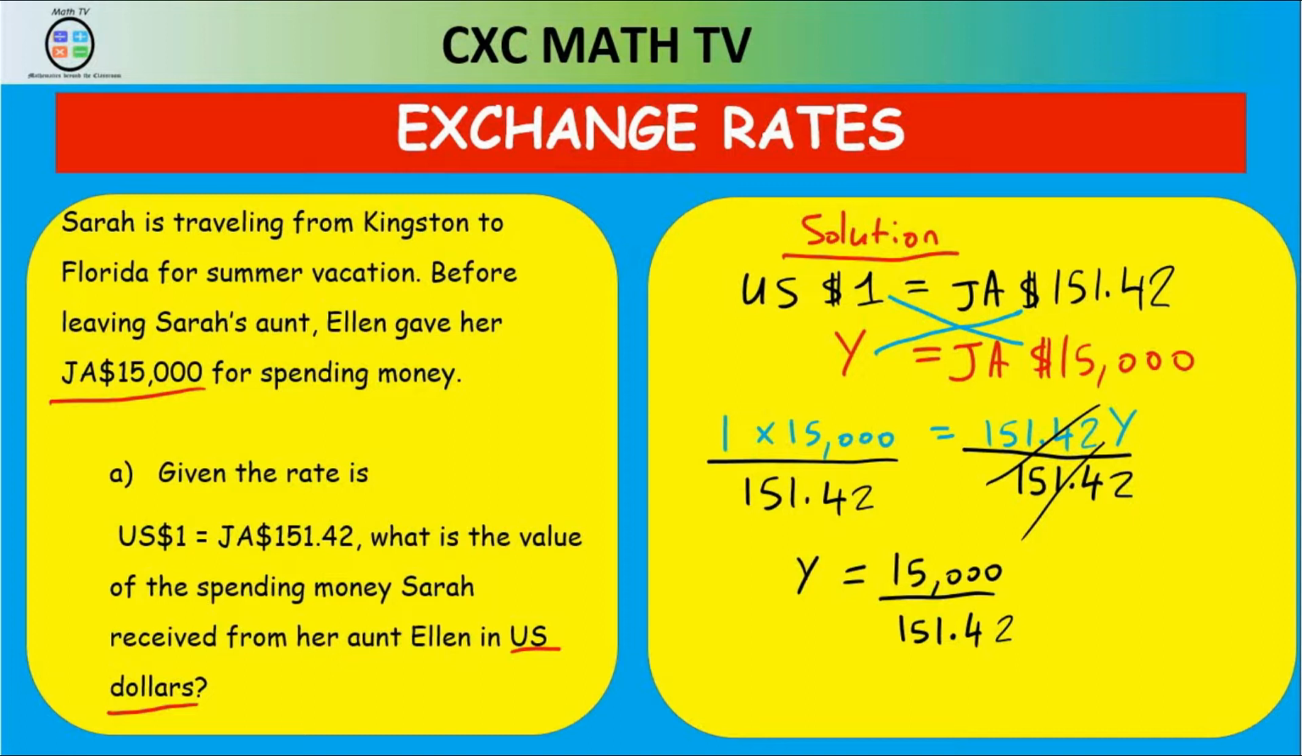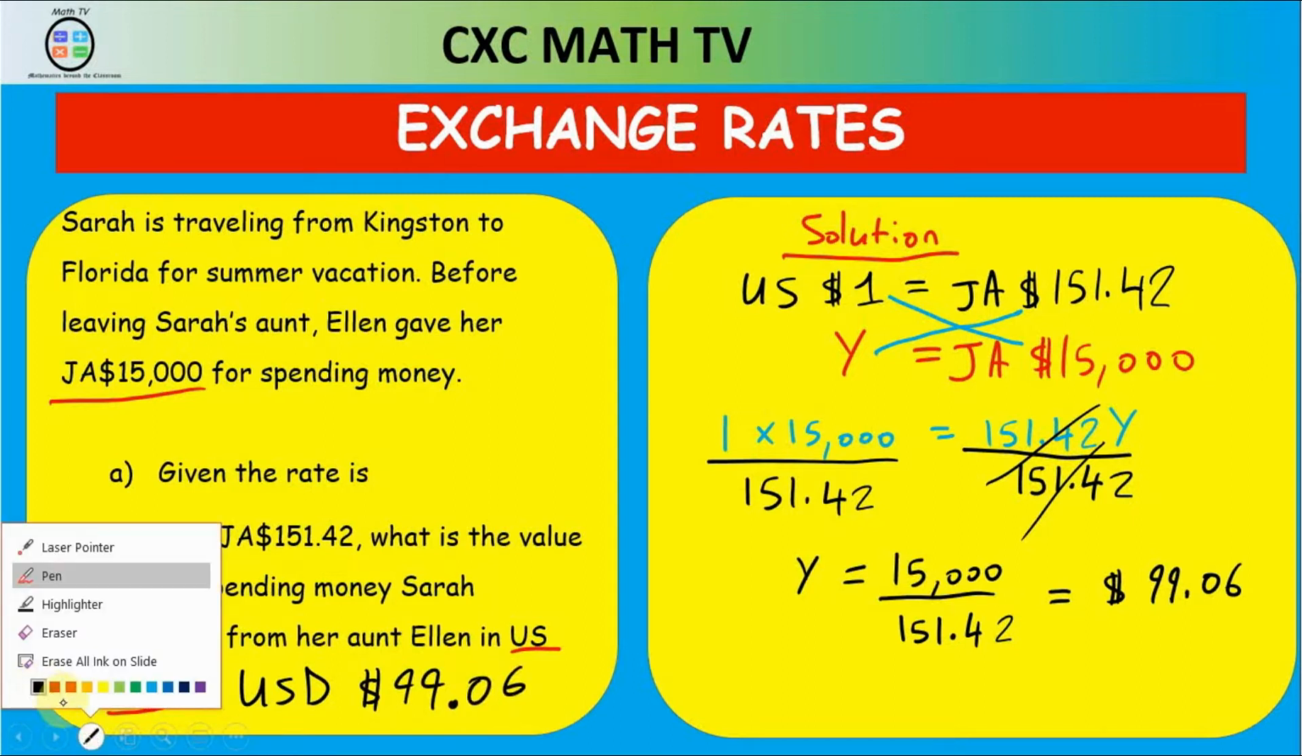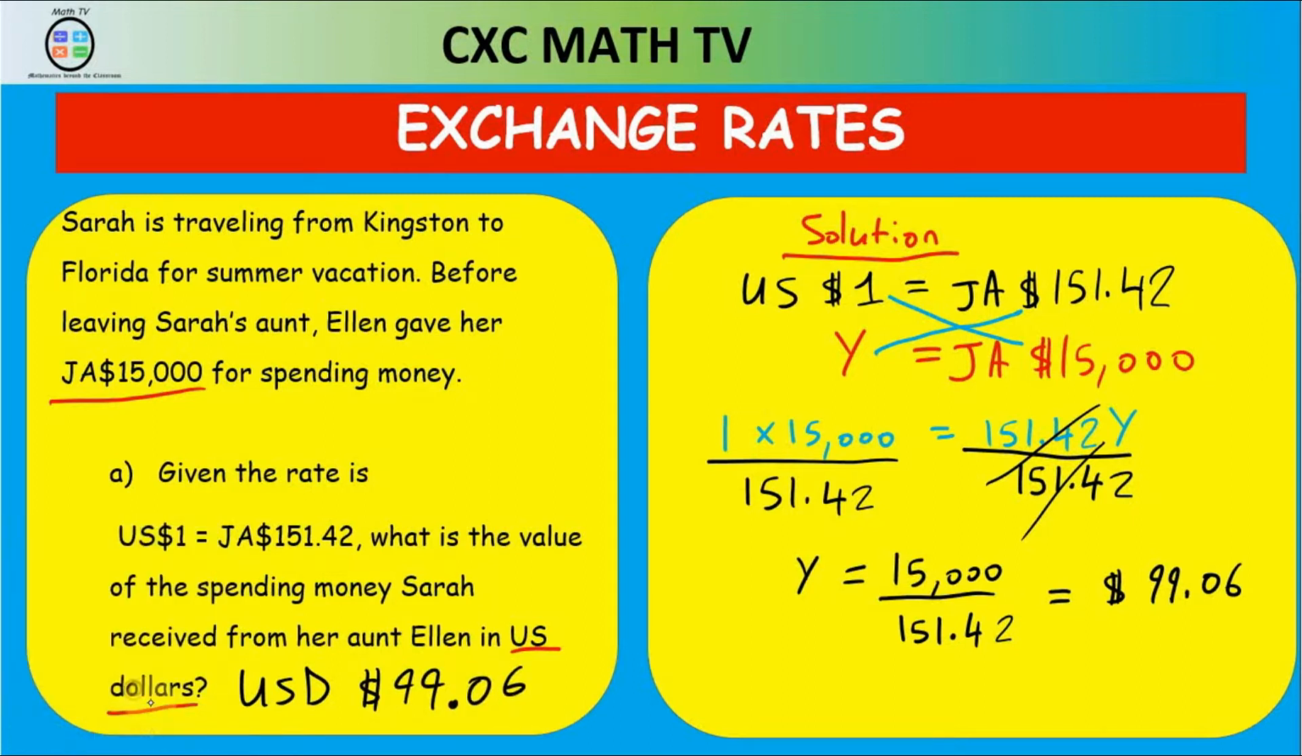15,000 divided by 151.42 will give you $99.06. So in that case, we can say that Ellen gave Sarah USD $99.06. That's what she got. She almost got $100 on her trip. So that's okay. All right, so that's how we use cross multiplication to solve problems involving exchange rates.